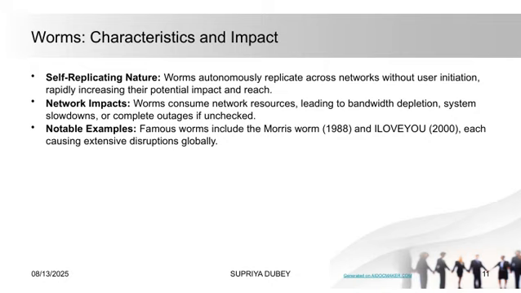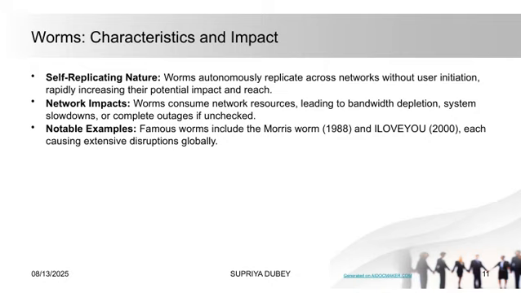Because of this, worms can quickly become a significant threat to network stability. When worms infect systems, they tend to consume a lot of network resources. This can lead to bandwidth depletion, which slows down or even halts network traffic altogether. In some cases, if a worm is left unchecked, it can cause complete network outages, disrupting normal operations.